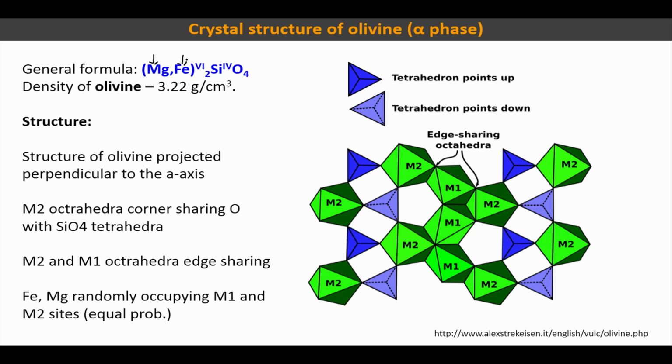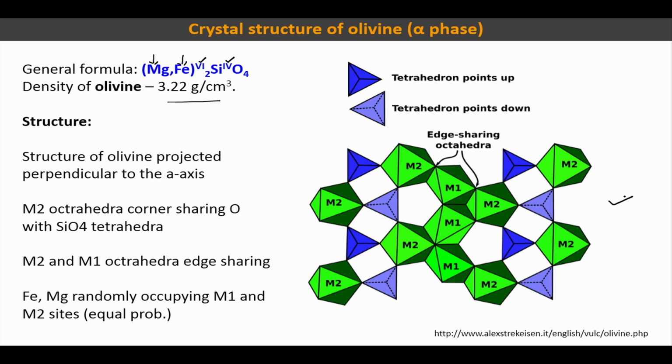So, they can exchange each other easily in the crystal structure, in the lattice. And mostly they have 6-fold coordination, and then you have silicon which has 4-fold coordination. And if you see the density of olivine, this is 3.32 gram per centimeter cube. So, this is the structure of olivine.